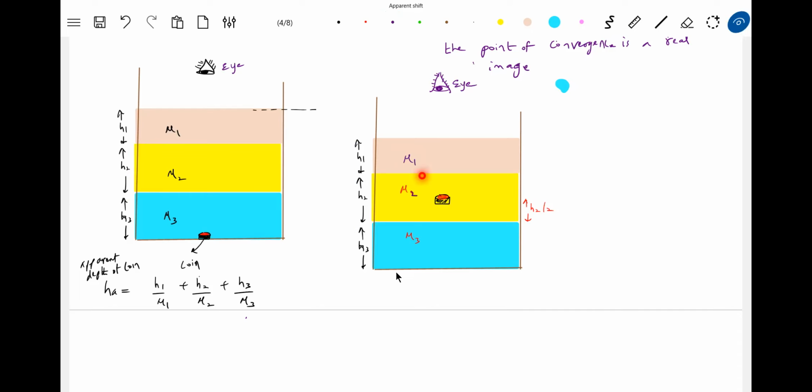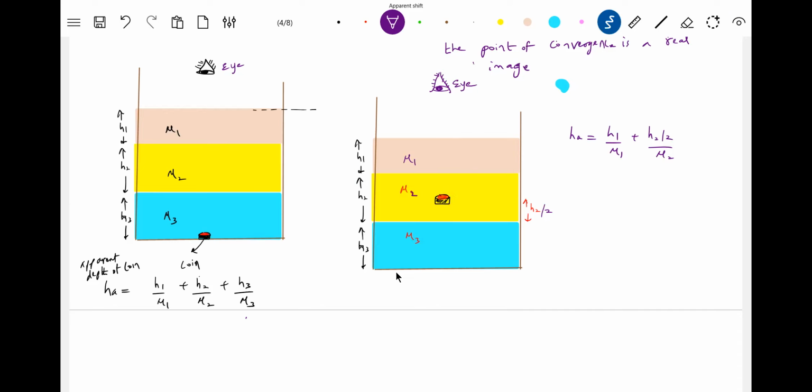Okay, I'll view it normally, that one. In that case, the apparent depth will be H1 by mu1 plus H2 by mu2. This layer will not come into the picture because the rays emitted by it will not undergo any refraction here. So therefore, the apparent depth due to layer 3 will not come into picture.